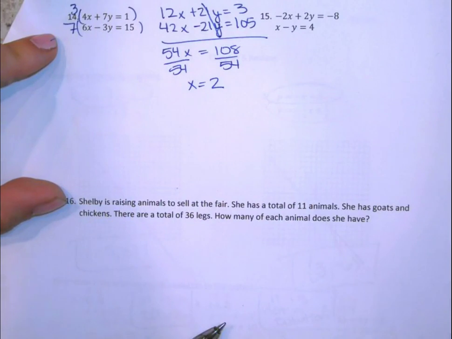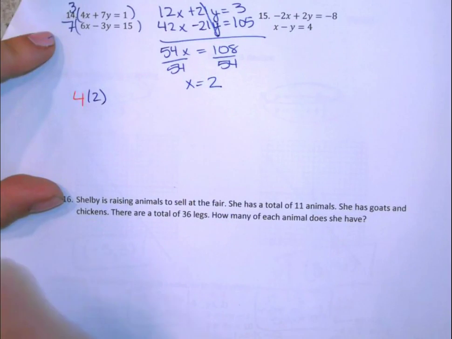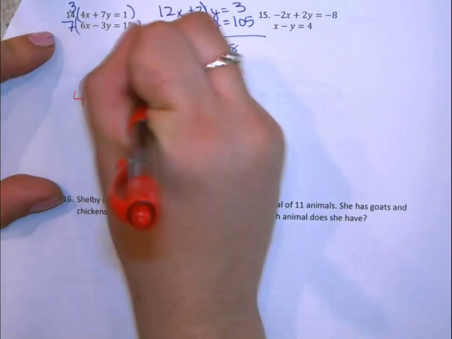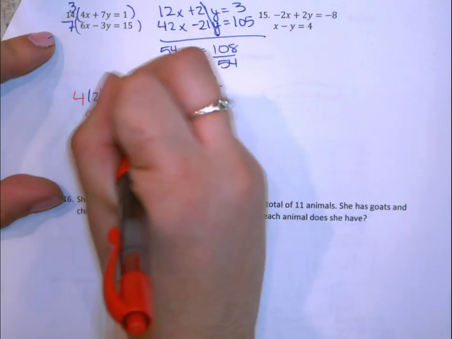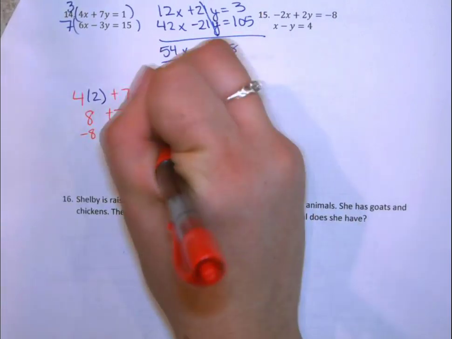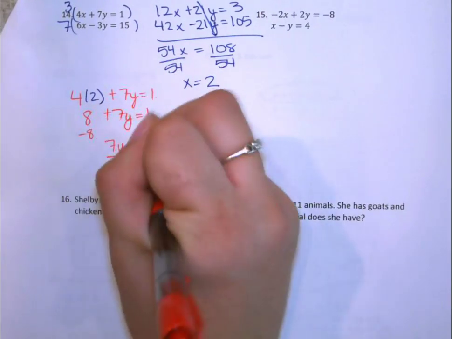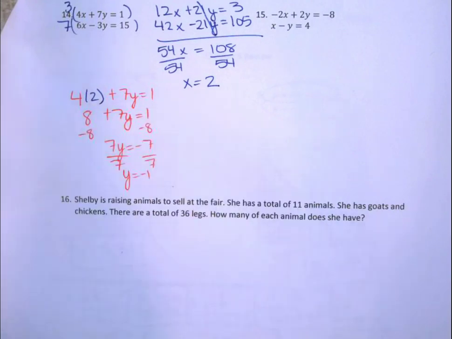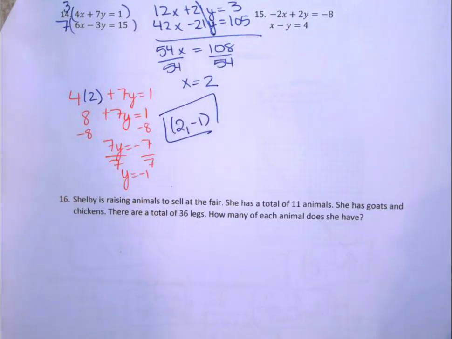I'm going to go ahead and plug in. I'm just going to pick the top equation. I have 4 times 2 plus 7y equals 1. Then I multiply. 4 times 2 is 8. Then I'm going to subtract 8 on both sides. I have 7y equals negative 7. I divide by 7. y equals negative 1. So my answer here is 2, negative 1.